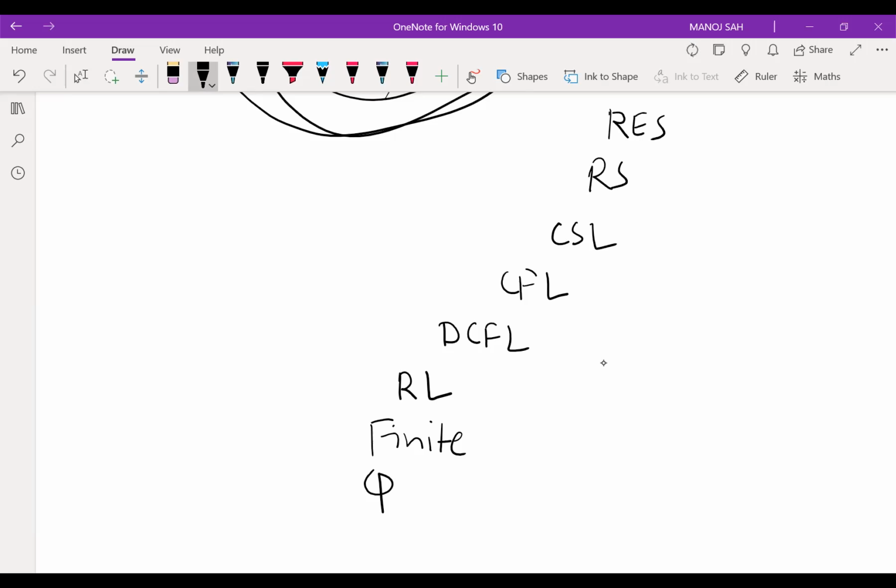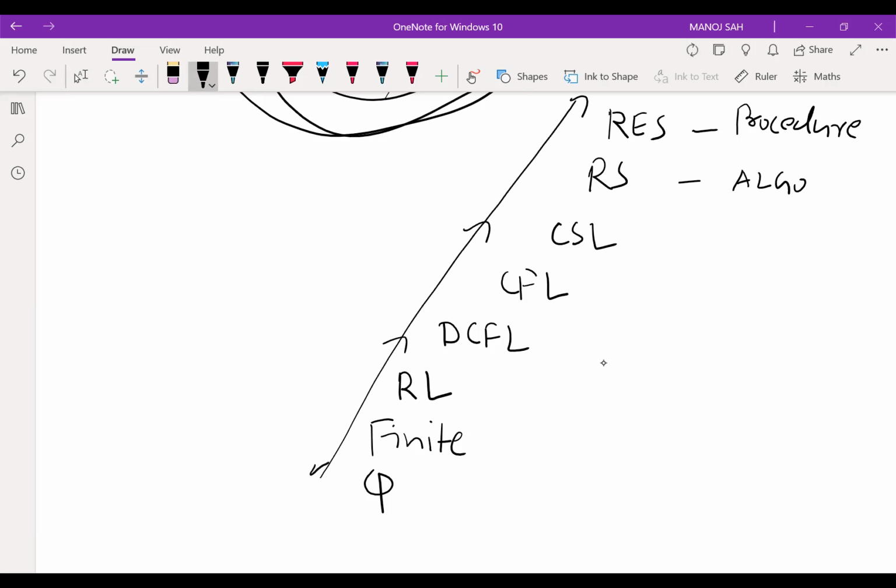So this comes for the procedure, and this is called for the algorithm. Okay, so it becomes like that. So this is also a very important GATE question. So you also remember it.